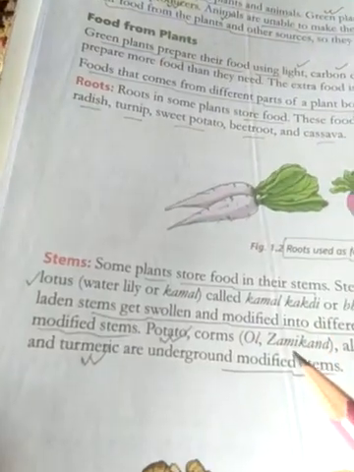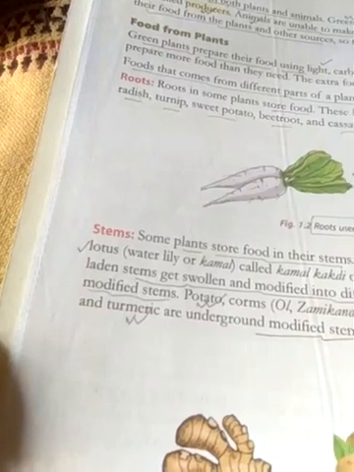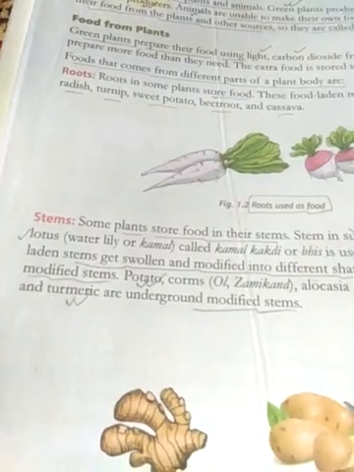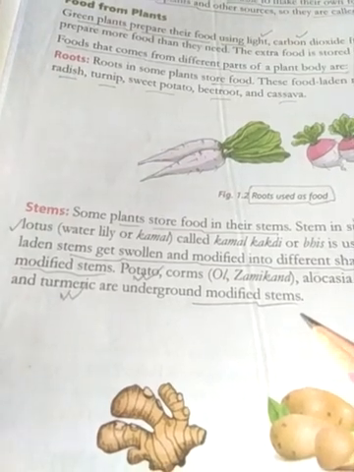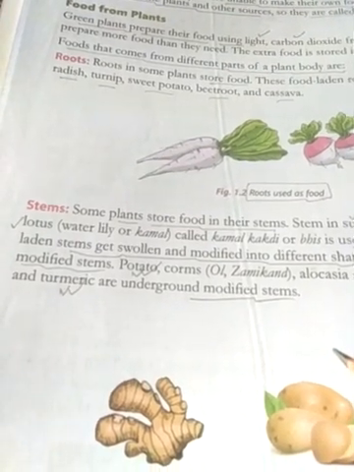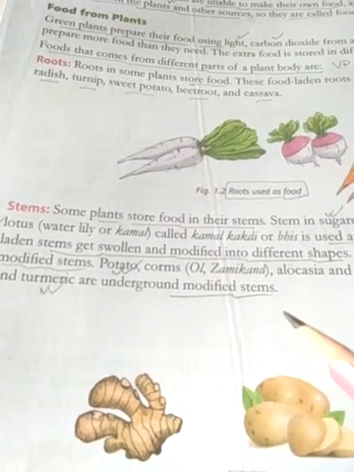Here the stems are mainly treated as underground modified structures. Once again I repeat, the stems that are edible, or that are eaten, are mainly modified underground structures.